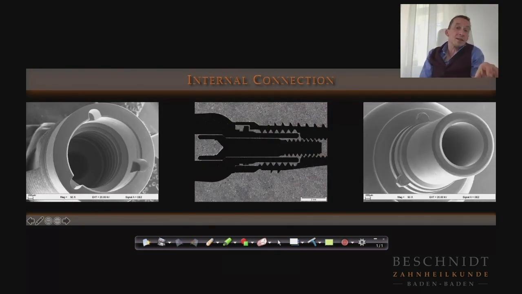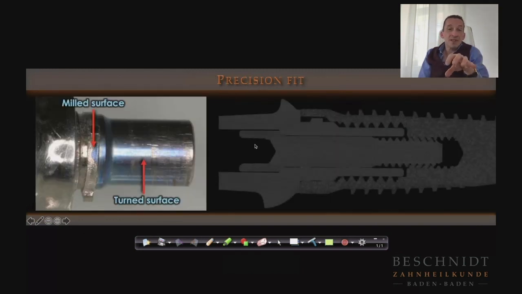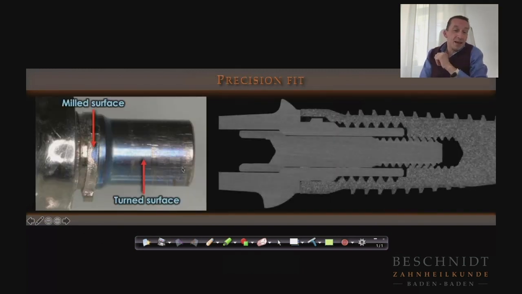So this was the change to the internal connection, and this is one of the most precise internal connections with anti-rotational elements. An internal connection has much more depth. Here you see the tube-in-tube connection, which gives a lot of stability on one side and a very, very tiny open space to the oral cavity. The precision fit you can see here.